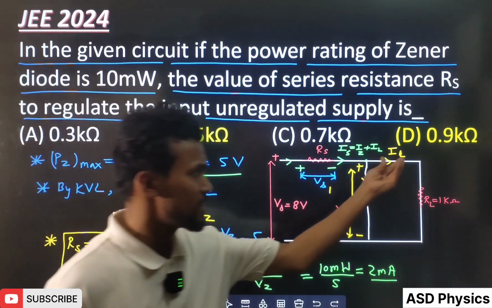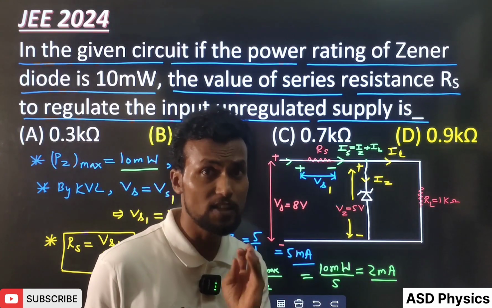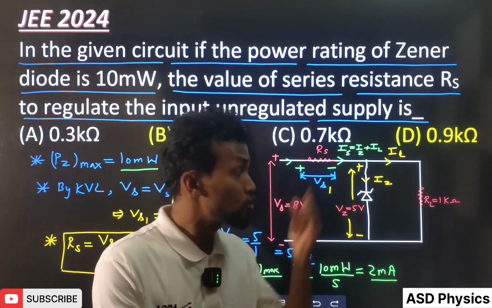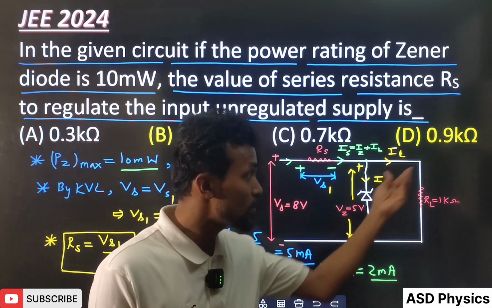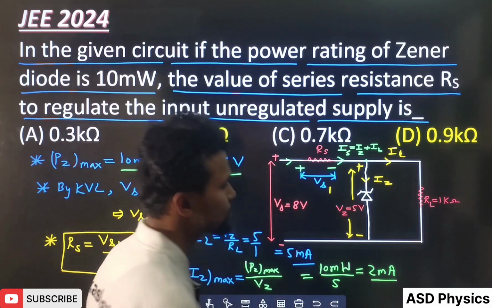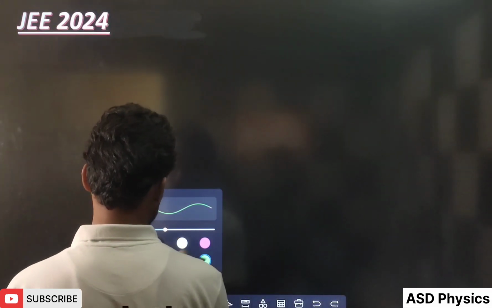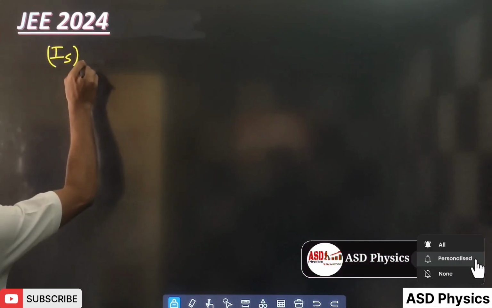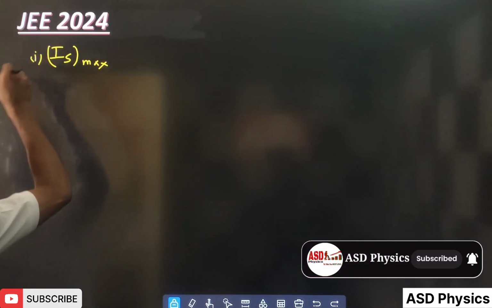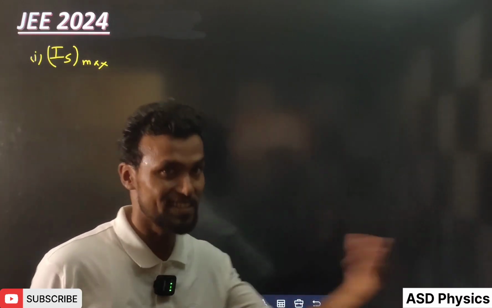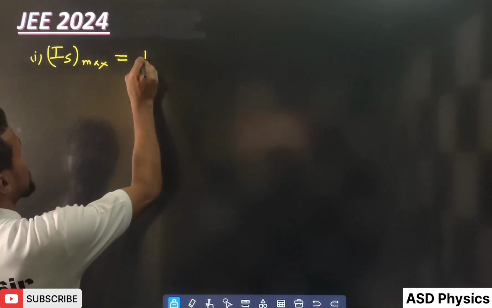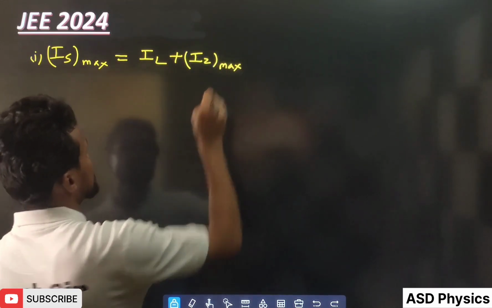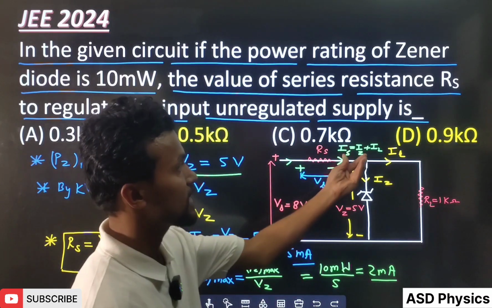Now we know very well this current is the 5 milliampere and this current is the 2 milliampere. But here we have to be very careful. Across the Zener diode or through the Zener diode, the current can vary, but the voltage will always be fixed across the load. So, students, if I go for the maximum current through the resistance, this will become IL plus IZ maximum, correct? Here I have told you very well, IZ plus IL.